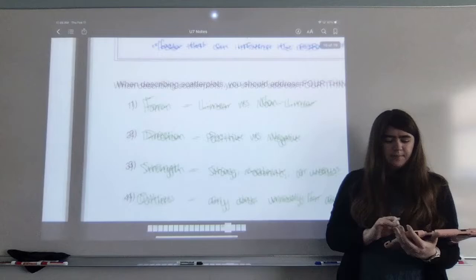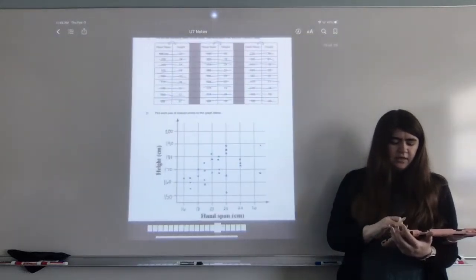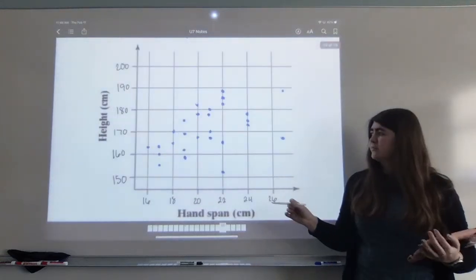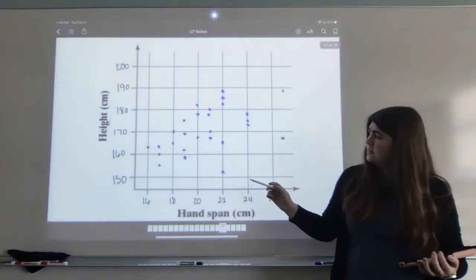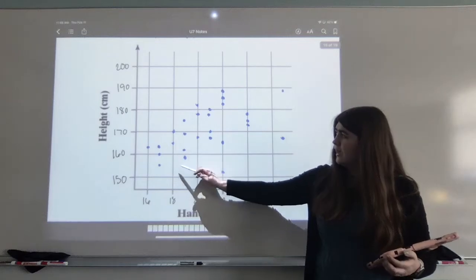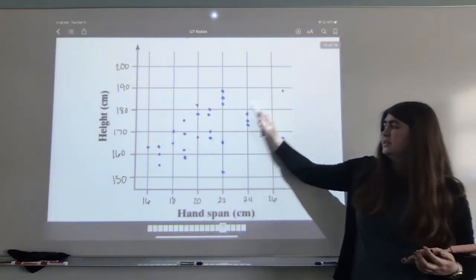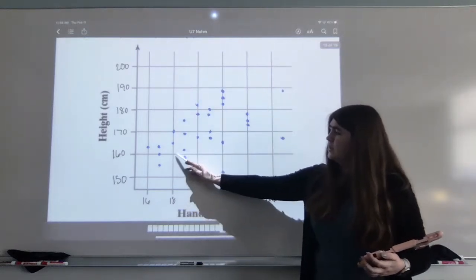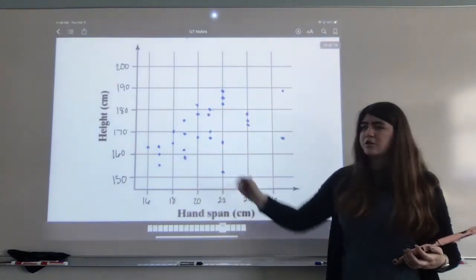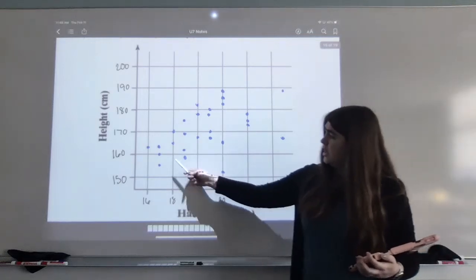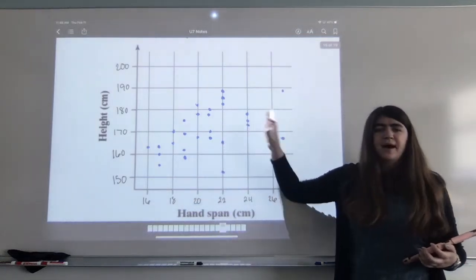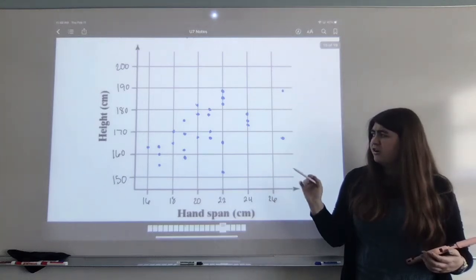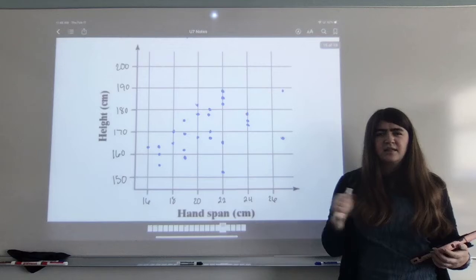So if we go back a page and we look at our graph, and we're looking at form, direction, strength, and outliers, I would say that this is a linear graph because it is headed in a line. I'm not seeing a curve in our data. It seems to be going in a general trend of this direction. And because it's also going up and to the right, this is a positive graph.